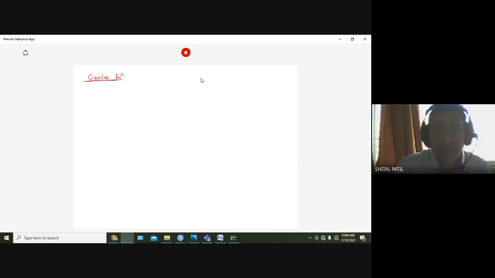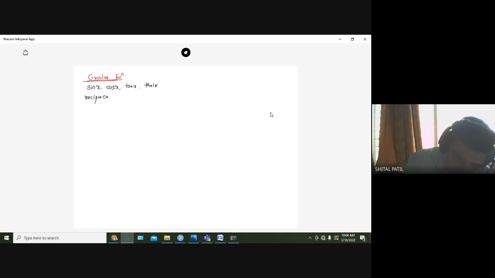Right. Sine theta. Okay, sine x. Let me write x. Sine x, cos x. Theta is also okay. Tan x, their reciprocals and inverses are known as circular functions. Why? We'll understand.